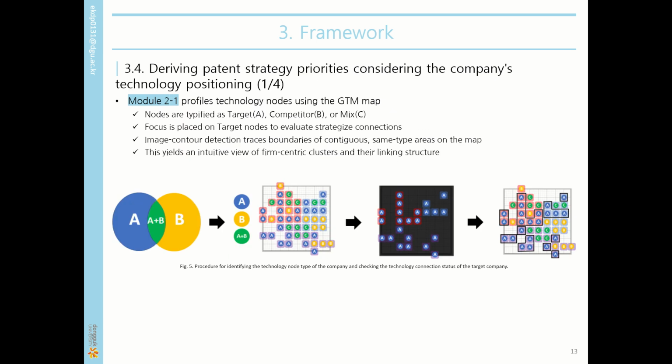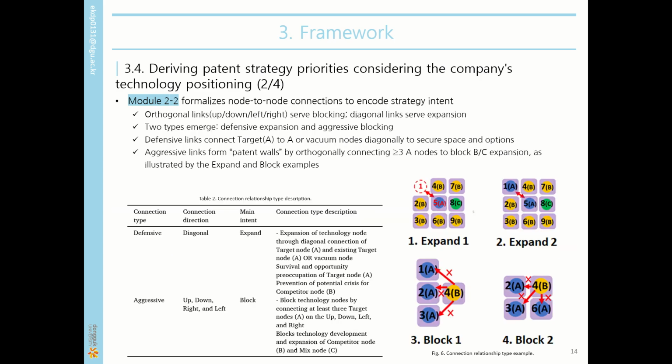Module 2-1 profiles technology nodes using the GTM map. Nodes are typed as target, competitor, or mixed. Focus is placed on target nodes to evaluate strategic connections. Image contour detection traces boundaries of contiguous, same-type areas on the map. This yields an overview of firm-centric clusters and their linking structure.